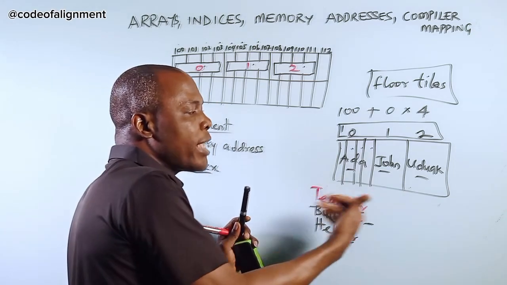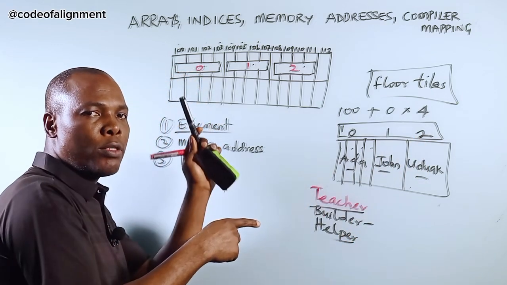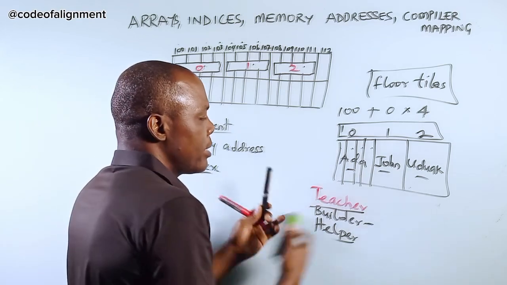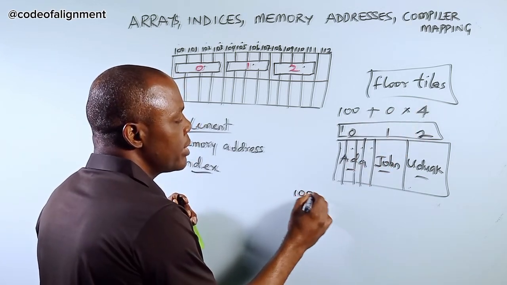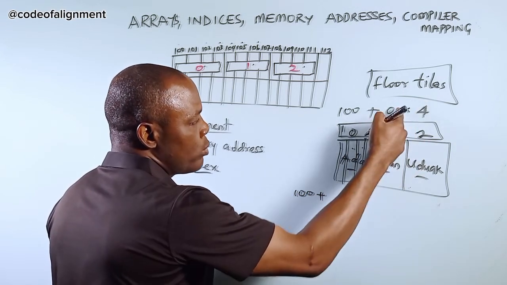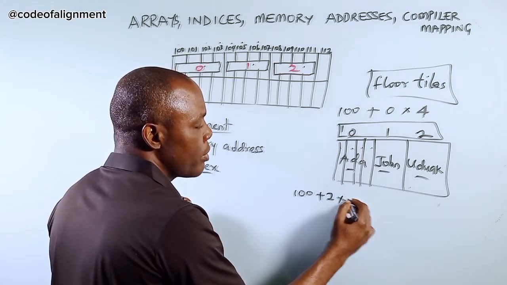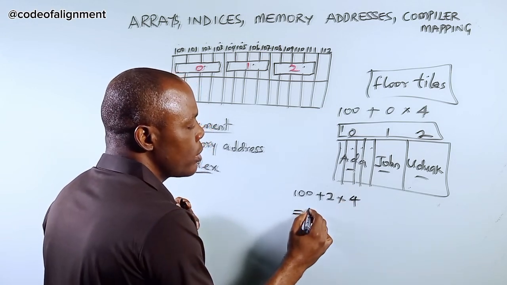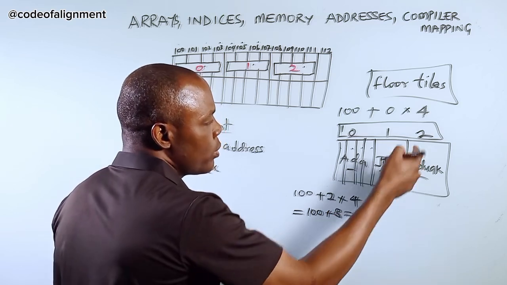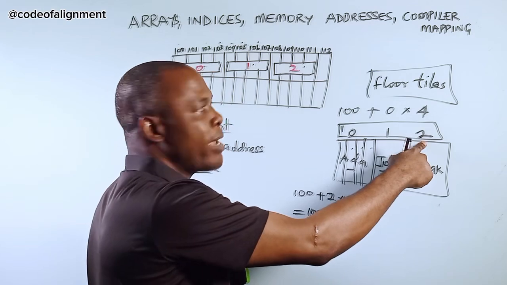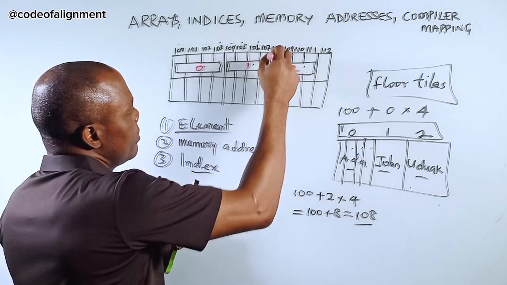So if I say bring the child that is sitting in chair number 2, the helper will quickly convert it to what? To the what? Floor tiles. So to do that, the helper will simply do, using this simple rule, 100 plus number 2, which is what? 2 times what? 4, occupying 4 positions, 4 floor tiles. And that will give you what? 100 plus 8. And that will be what? 108. So the starting address of chair number 2 is what? 108. You can see it.